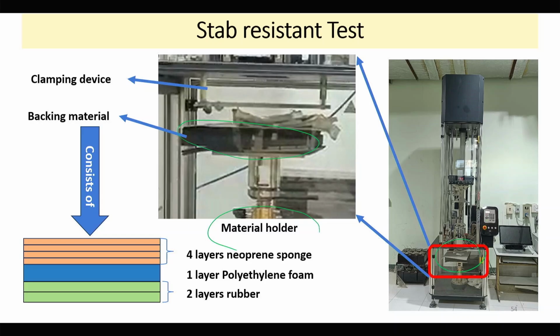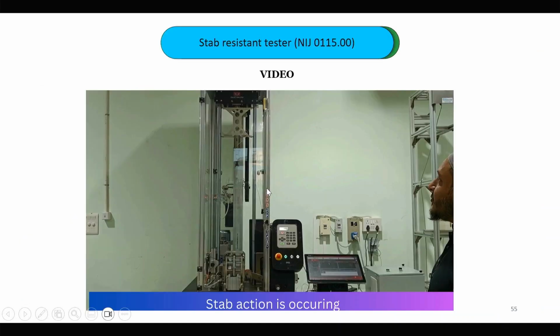This backing material consists of different layers. As per the ASTM standard, 4 layers of neoprene sponge that we have discussed, 1 layer of polyethylene foam and 2 layers of rubber. So, these standard backing materials are used.